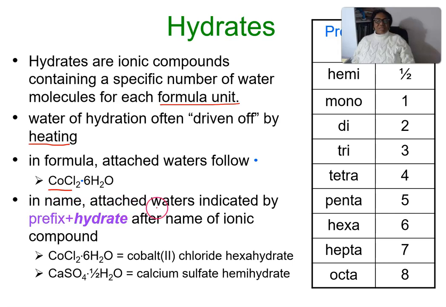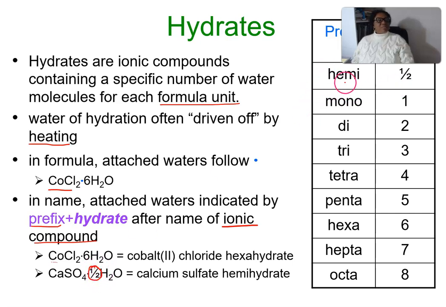In naming, the attached water molecules are indicated by a prefix to show the number, after the name of the ionic compound. So for example, this is cobalt(II) chloride hexahydrate. And this is copper sulfate hemihydrate, because it just has half a water molecule.